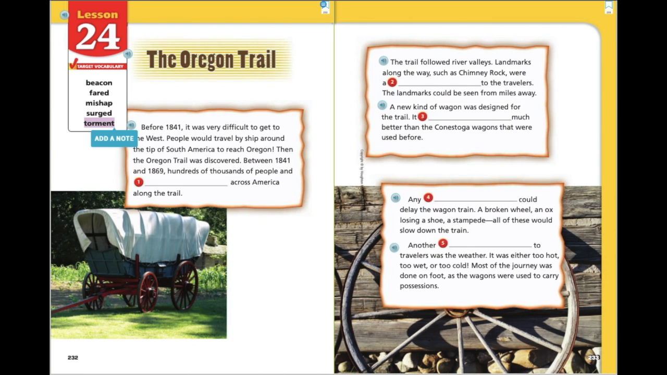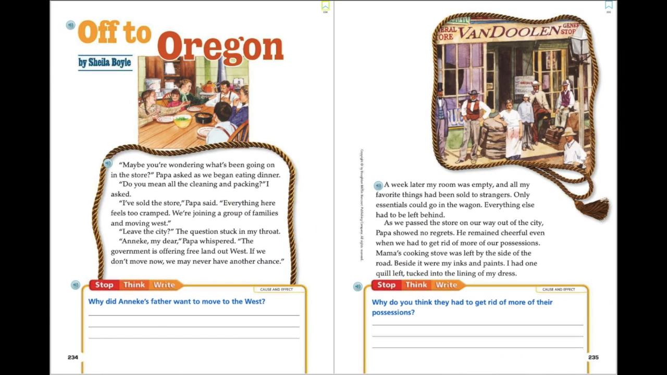Great, so now that we've finished these vocab questions, let's move on to reading the first couple of pages of our Write and Reader. So please turn the page to page 234. I'm going to read through these pages with you, just like we have the past couple of weeks, and then I'm going to answer the questions at the bottom of each page. So you need to follow with your finger on while I'm reading. This story is called Off to Oregon by Sheila Boyle.